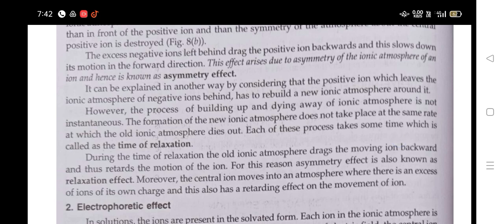effect. It can be explained in another way by considering that the positive ion, which leaves the ionic atmosphere of negative ions behind, has to rebuild a new ionic atmosphere around it.